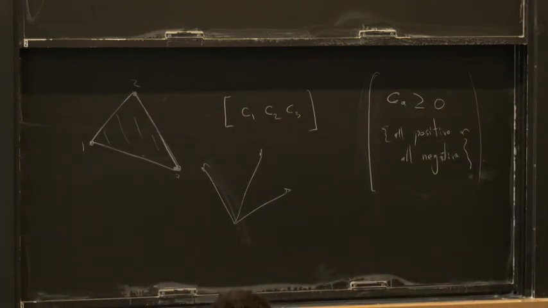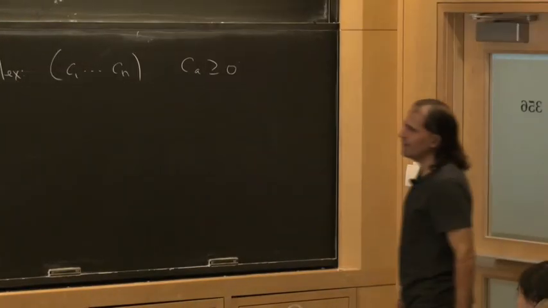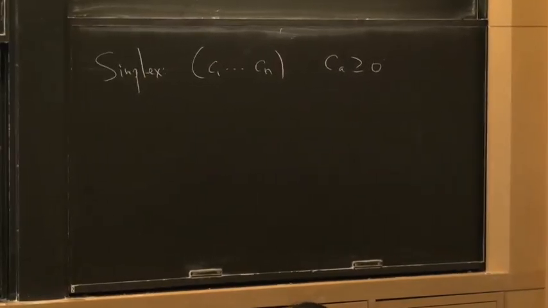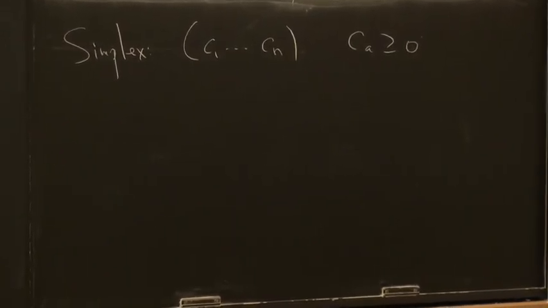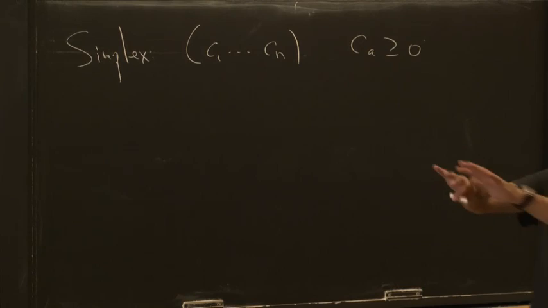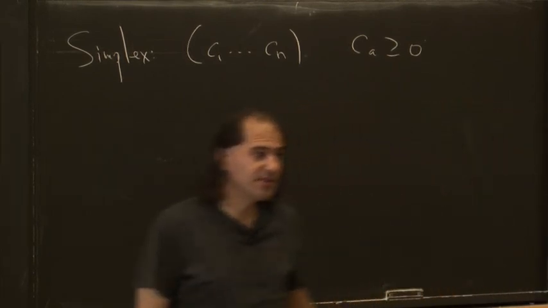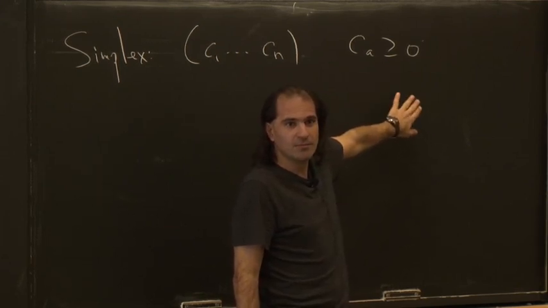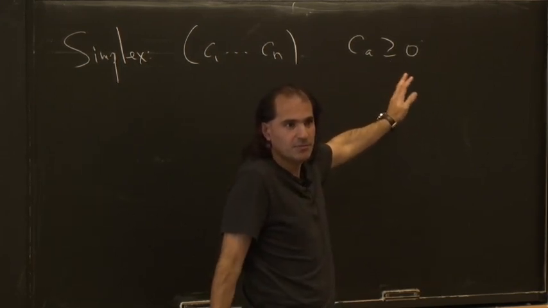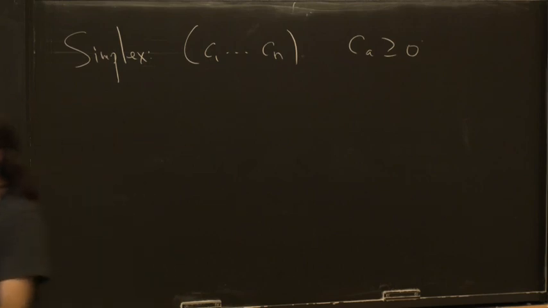Okay, so let's pause. What have we done? In the space of all lines through the origin, there's a positive part of the space that we can identify as the inside of a simplex, where we say that all these C's are positive. Is that clear? So that's the familiar notion of a simplex.